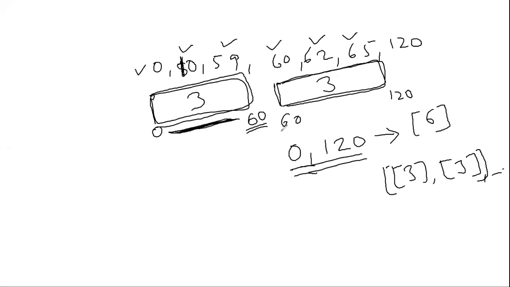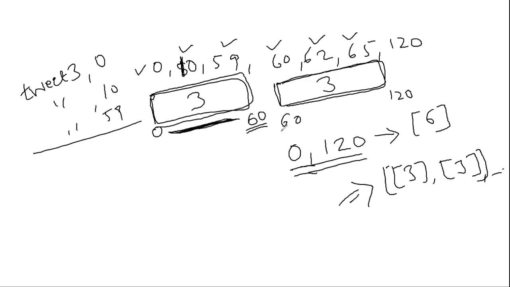So 2 things, they will tell you: the tweet name could be any string. So they were calling it tweet3. So tweet3 came at 0, tweet3 came at 10, at 59, something like that. So you are first storing that somehow, and then you are returning that in this particular format. So these 2 APIs you have to design. How do we do that? That's the problem.